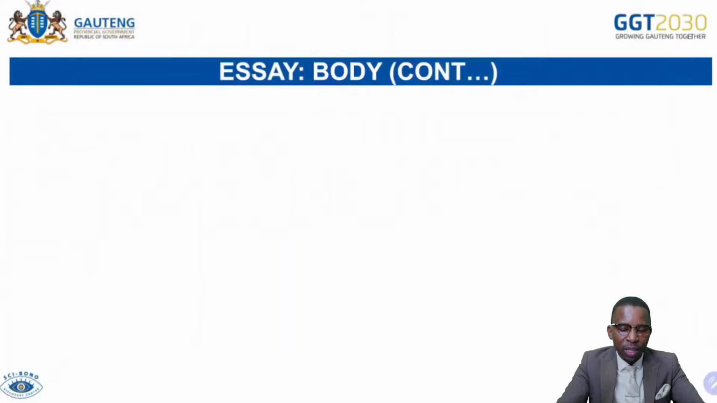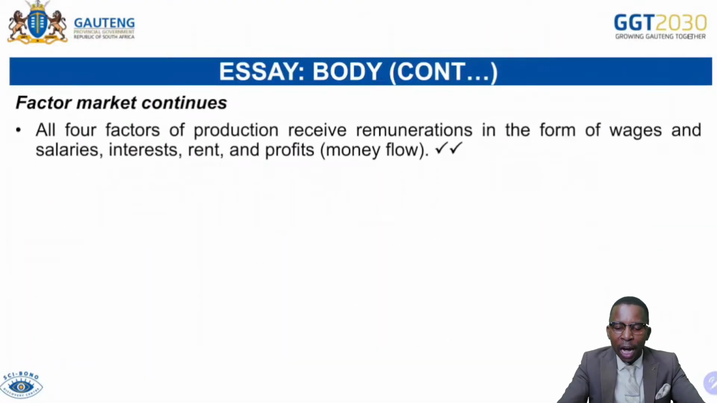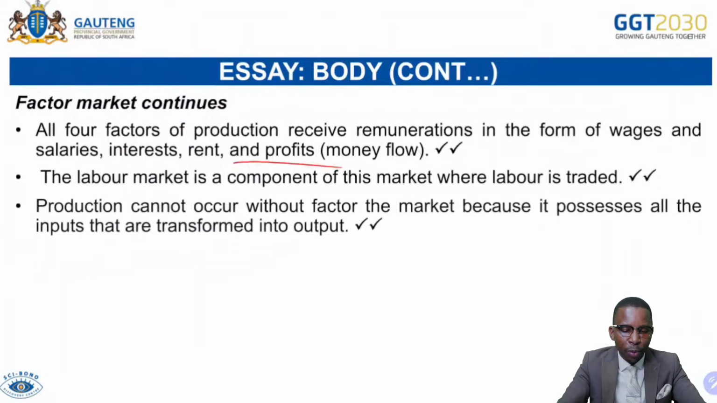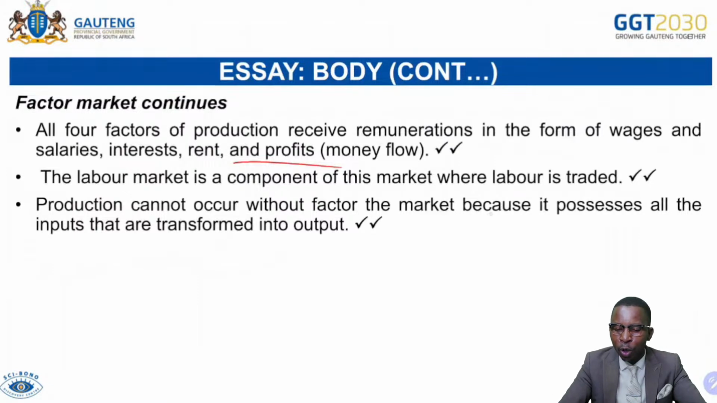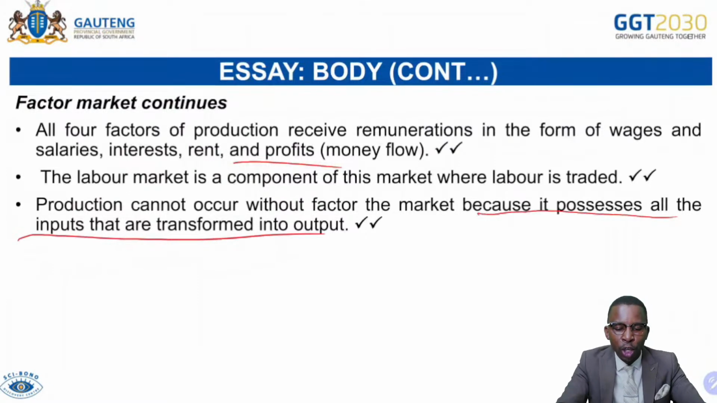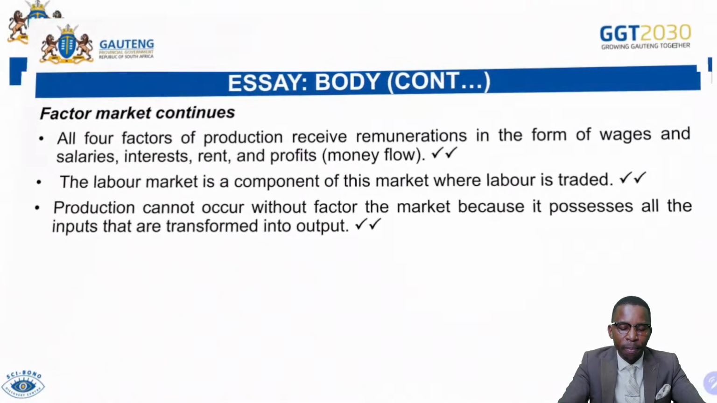And then we continue with the factor market. All four factors of production are paid for. They're remunerated in the form of wages and salaries, interest, rent, profits, which is known as a money flow. The labor market is a component of this market where labor is traded. Then production cannot occur without factor market because it possesses all input that are important to be transformed to what we call the output.